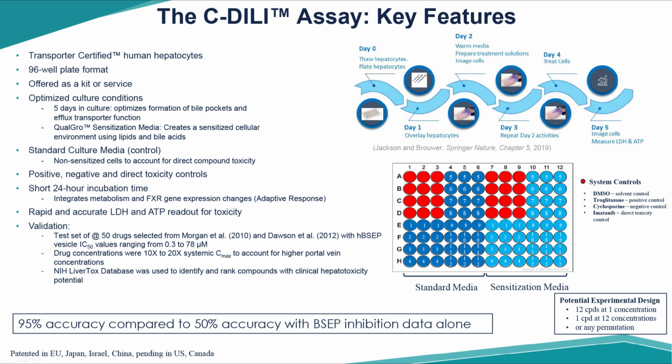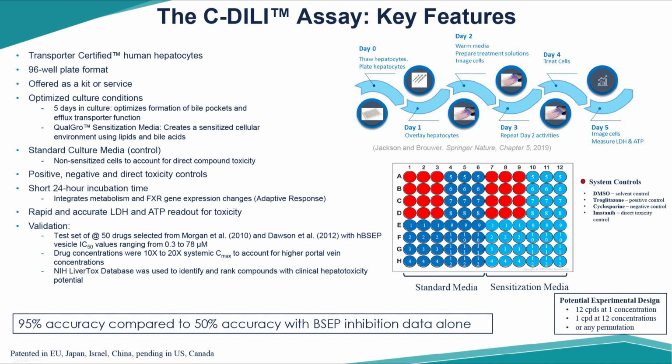And you can use this plate however you want. You can look at 12 compounds at one concentration, or one compound at 12 concentrations, or any permutation of that. It's a 24-hour incubation time. You just measure LDH and ATP, so very rapid turnaround. We used the validation of 50 drugs selected from the Morgan and Dawson papers and the NIH liver tox database to rank the compounds. Using this, we increase the accuracy from 50% with BSEP inhibition alone to about 95% using this C-DILI methodology.